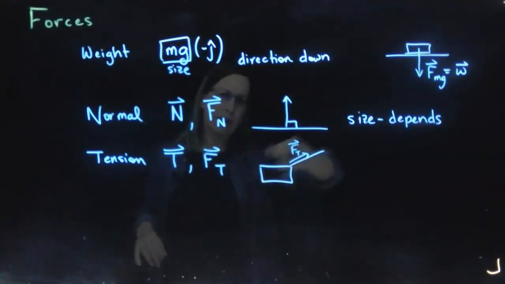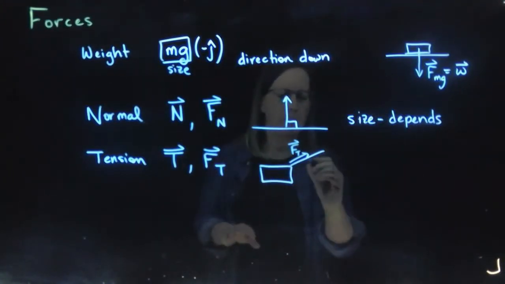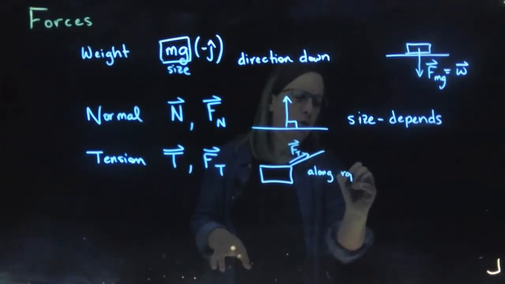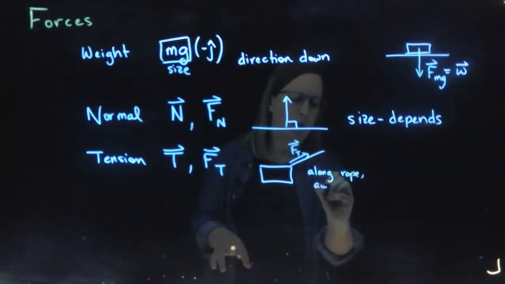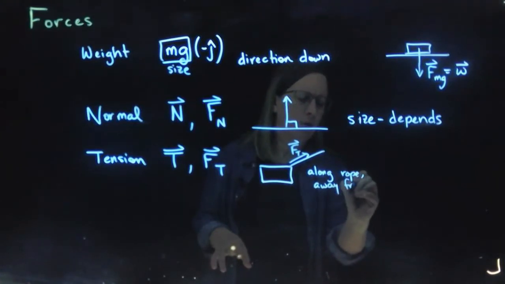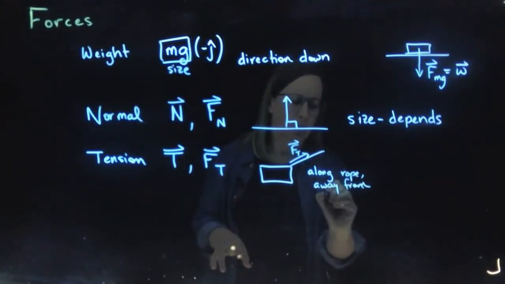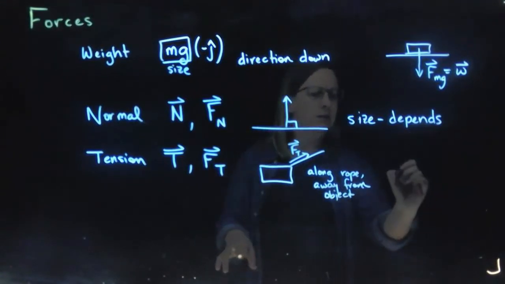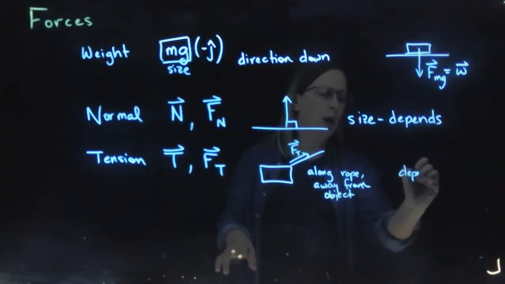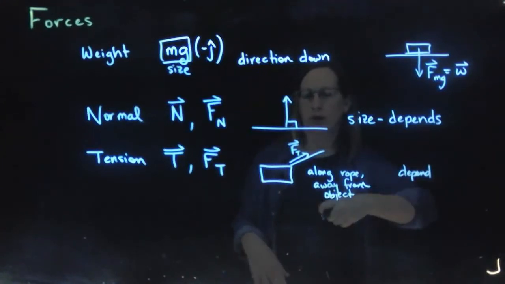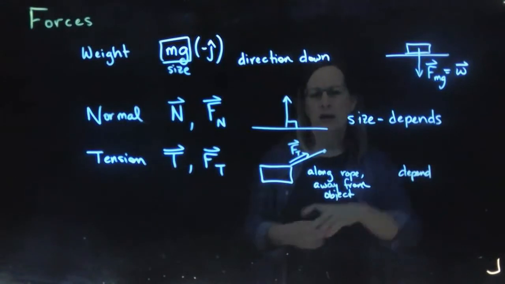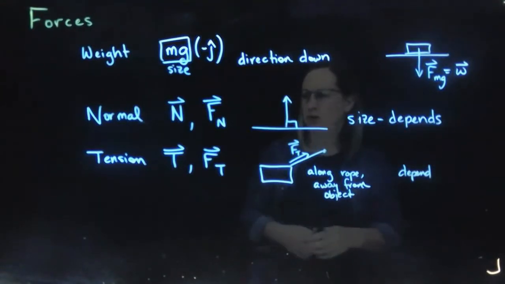So it's always parallel to the rope, away from the object. So a long rope away from the object. And again, its size can depend as well. Often we know, because we know how hard whatever is on the end of this is pulling, like it's a person pulling with 10 newtons or something like that.